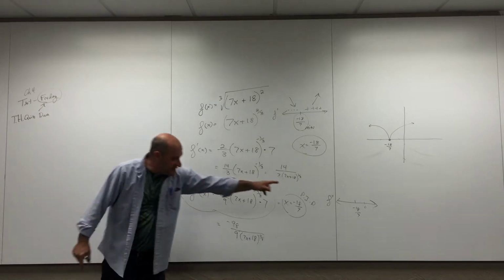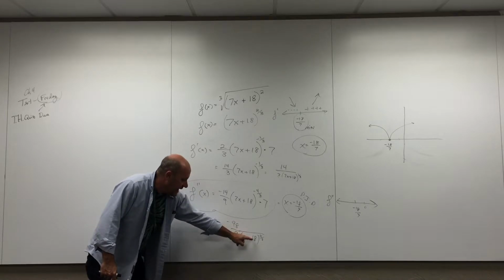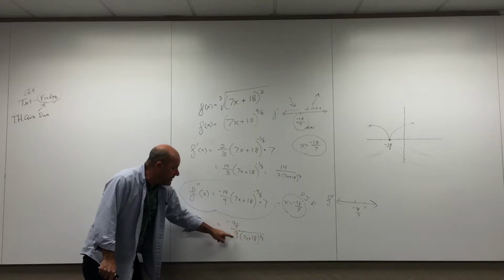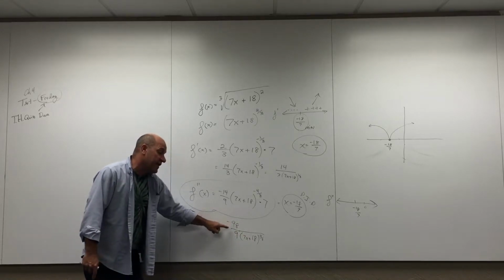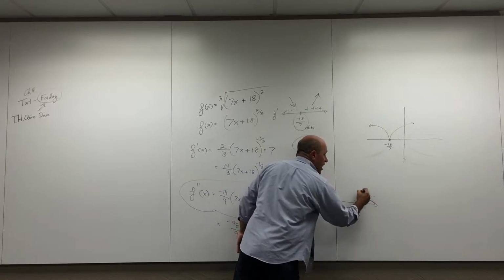So what am I going to do? I'm testing a 0. I plug in a 0, I get 18. Raised to the 4th, cube rooted, I don't care, it's positive. Times 9, it's positive. But the numerator is negative, so it's negative. So this is negative, or concave down.